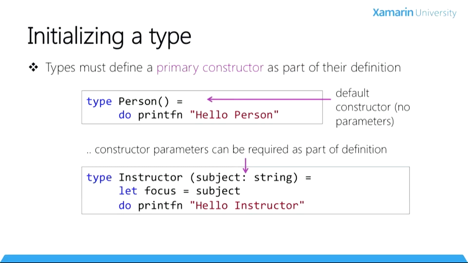So on the screen you can see two definitions. The first is a default constructor, which is one that takes no parameters, which executes a printfn statement. And the second one takes a single string parameter named subject and assigns this value to a field in the class named focus. And there's a couple of things to note here.